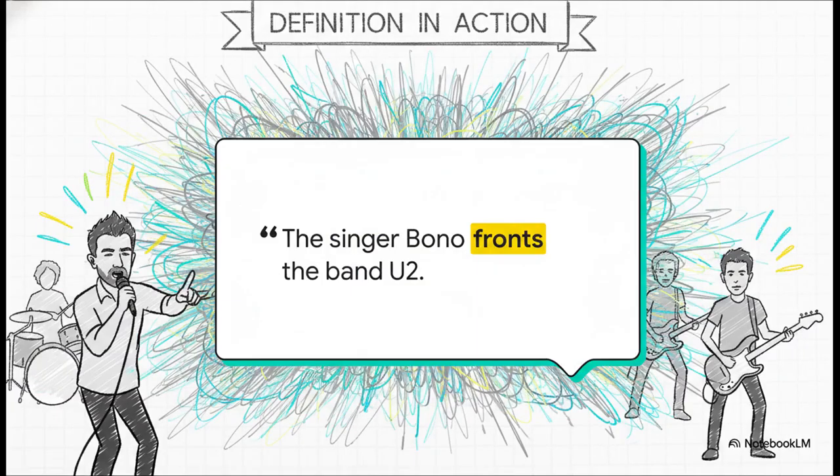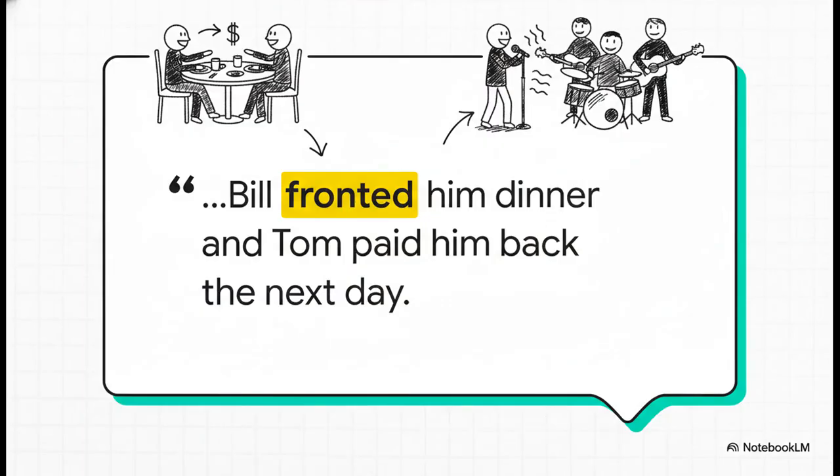So for that first definition, here it is in action. The singer Bono fronts the band U2. He's the lead singer, right? The public face of the group. He is literally performing the action of leading. And then you have this second totally different meaning. Check this out. Bill fronted him dinner and Tom paid him back the next day. This just means Bill paid for the meal. Kind of like a short-term loan. A completely different action from leading a band, isn't it?